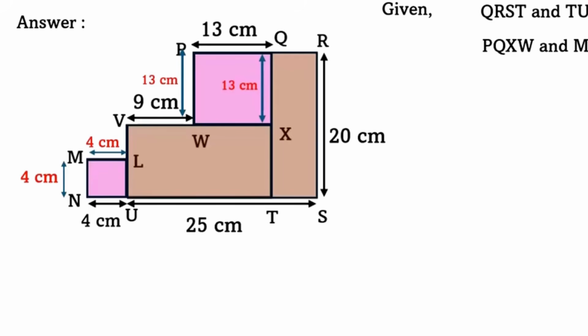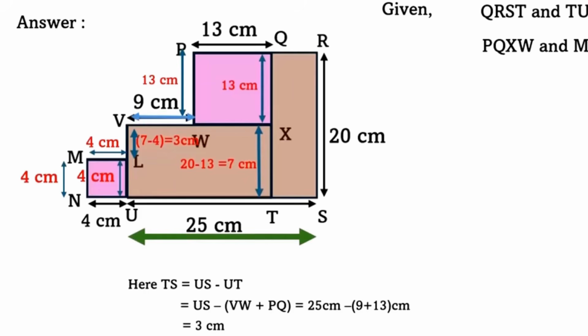Now, we know that RS is 20 centimeters and QX is 13 centimeters. So, we can find the value of XT, that is 20 minus 13, that is 7 centimeters. Then we know the value of XT, that is 7 centimeters. We know the value of LU, that is 4 centimeters. So the value of VL is equal to 3 centimeters.